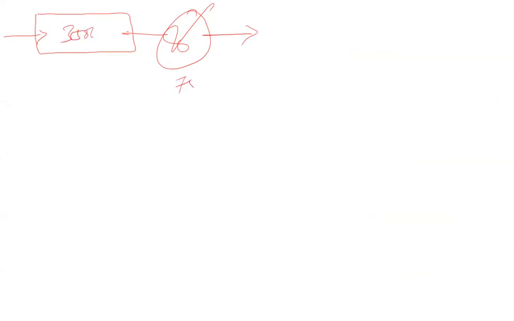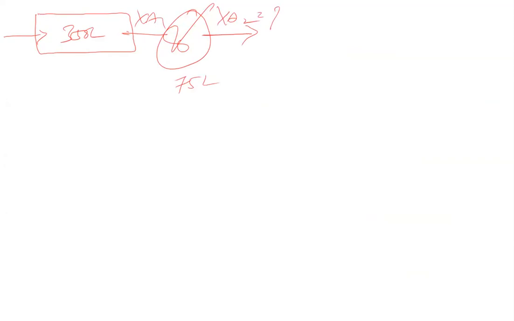So now the next problem is, suppose we connect a PFR followed by a CSTR in series. This is 350 liters, this is 75 liters. Let's say this is XA2, this is XA1. What is XA2?